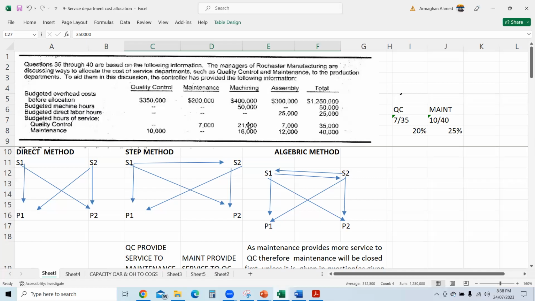Although quality control has provided service to maintenance as well, because we are using the direct method, we will only allocate to machining and assembly. 21,000 to machining, 7,000 to assembly, total 28,000, not 35. So how will we allocate? We are allocating 21,000 to machining out of a total of 28,000, so 21,000 divided by 28,000.